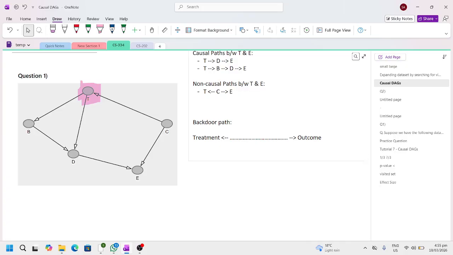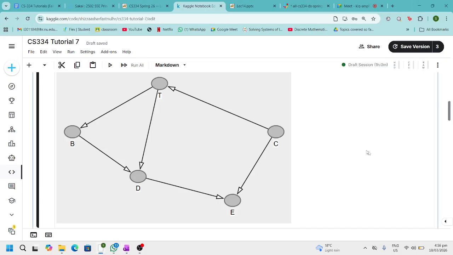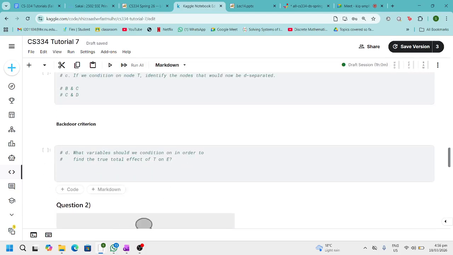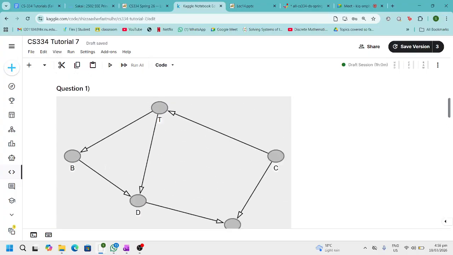In order to apply the backdoor criterion to estimate the true effect of one variable on another, you identify all the backdoor paths between them, and then you check कि इनमें से कौन सी backdoor paths blocked है और कौन सी block करनी important है, but we'll get there in a bit. First, let's look at our question. What variables do we condition on in order to find the true total effect of T on E?